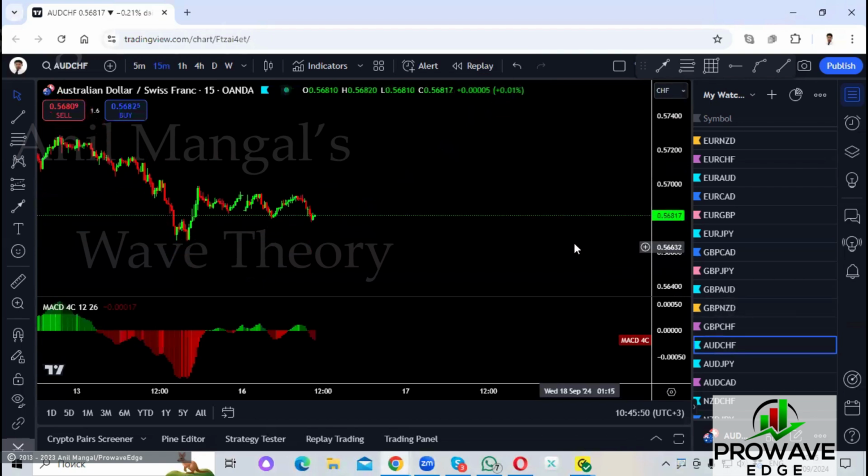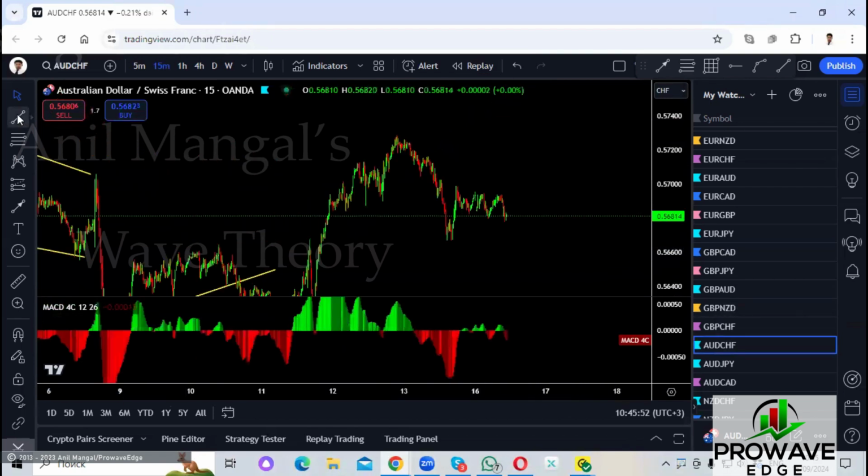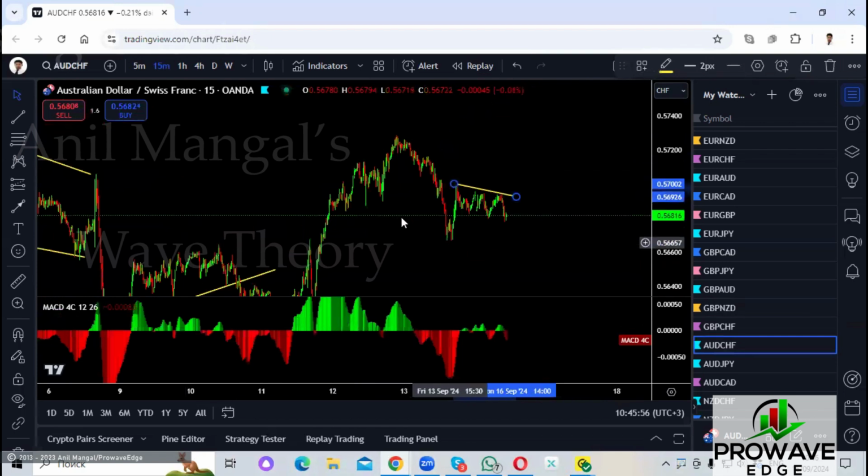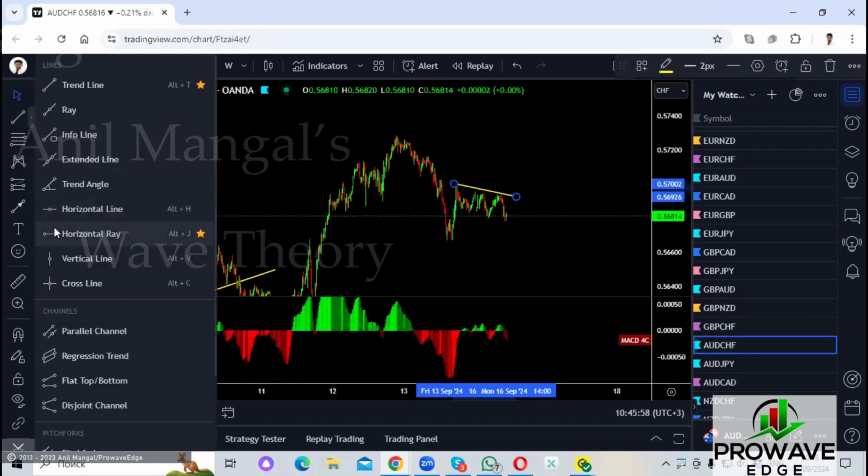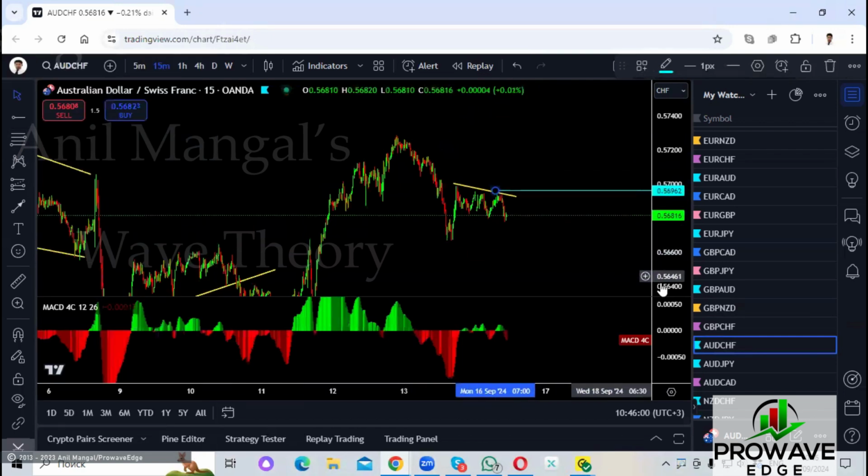Aussie Swiss. Also buy setup. Possible running flat too. Because this is the impulse down. So we'll be consolidating here for a longer period of time. That's a buy setup.